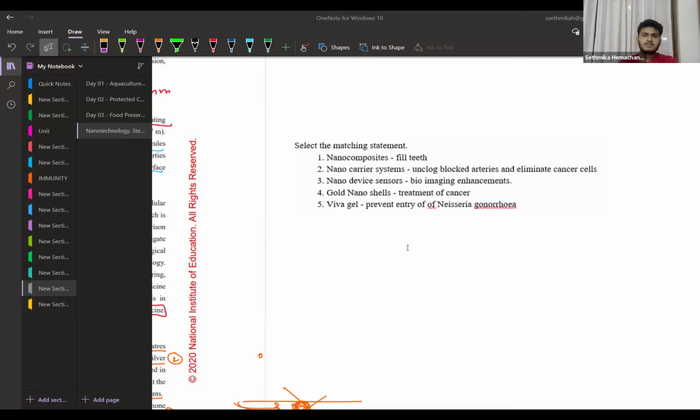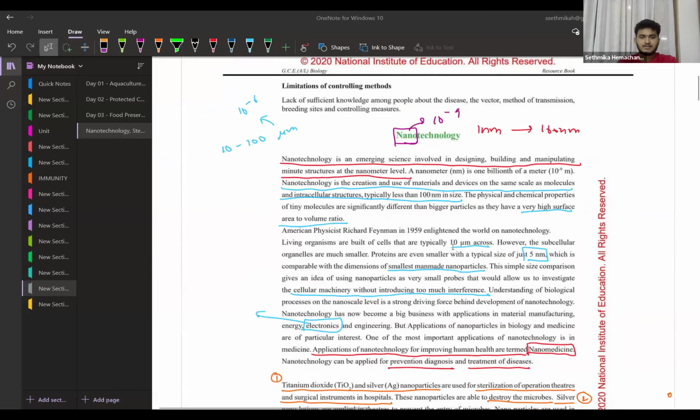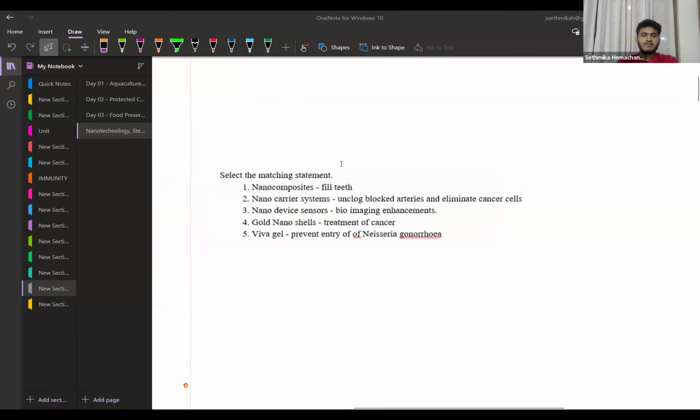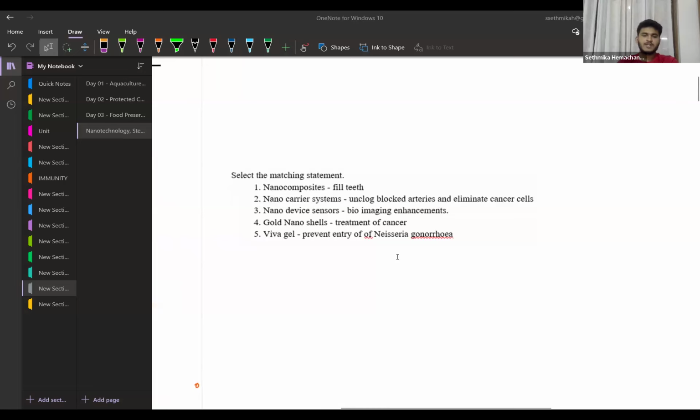Gold nanoshells, treatment of cancer? Gold nanoparticles are involved in the treatment of cancer, right? Not gold nanoshells. Gold nanoshells are for bioimaging enhancement. Yeah, bioimaging enhancements. Then Vivagel prevents the entry of HIV and HSV, not Neisseria gonorrhea.